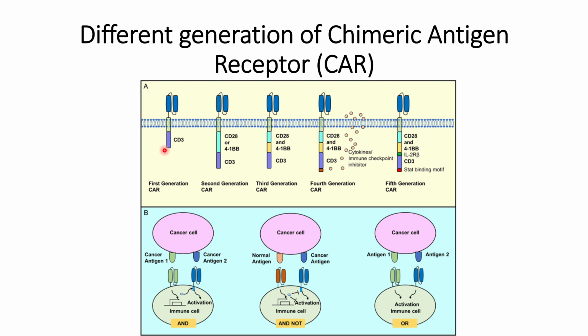So we will start with the first generation CAR, which only has this CD3 intracellular domain. Apart from that, it has this transmembrane domain, extracellular domains, and also this hinge that connects the extracellular domains to the transmembrane domains. And once these extracellular domains interact with the TAA, that is tumor associated antigens, it will trigger the activation of the CD3.